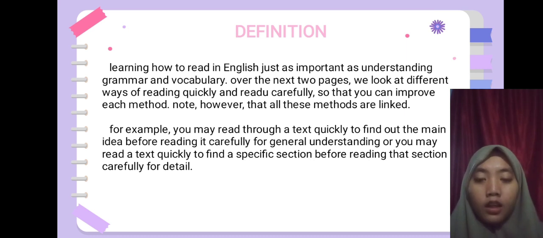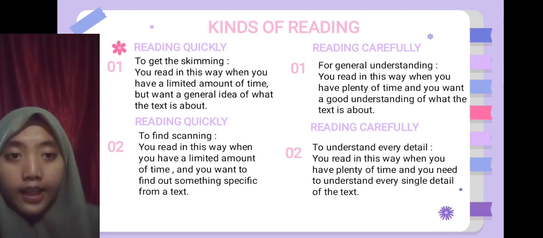For example, you may read through a text quickly to find out the main idea before reading it carefully for general understanding, or you may read a text quickly to find a specific section before reading that section carefully for detail.